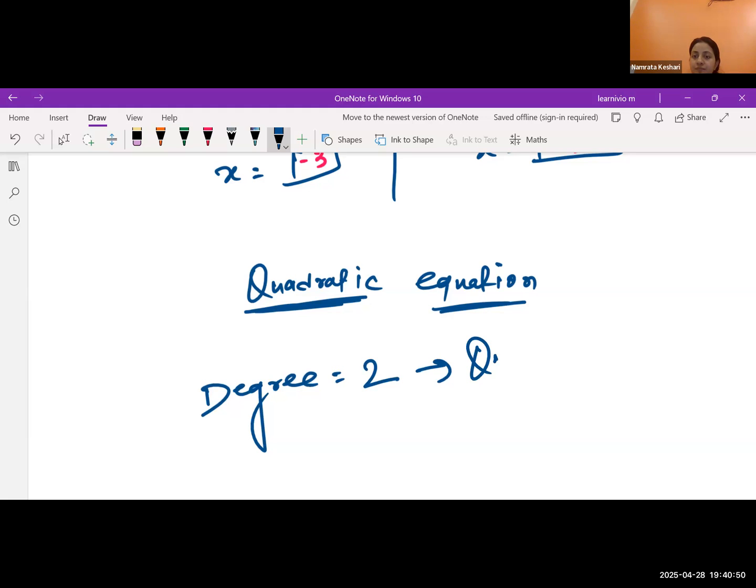Yes, ma'am. From there only this terminology came, quadratic. Here also, when you see a quadratic equation, you will always find that the highest power of the variable is 2. So that's quadratic.